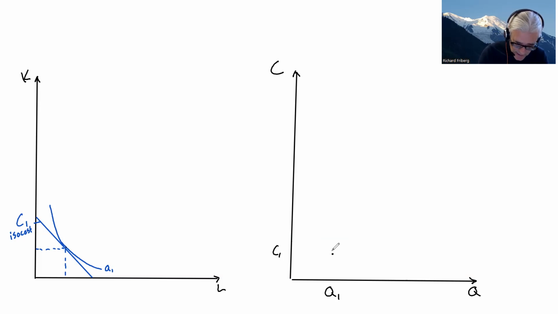Okay, so we could continue here. We could say, well, at another iso-cost, so for the same wages, same rental rate of capital, but another production level, we would have C2, say.